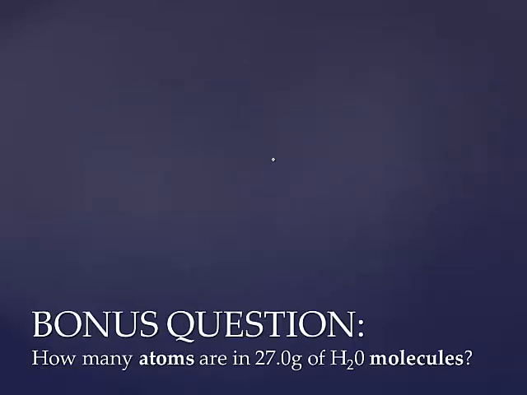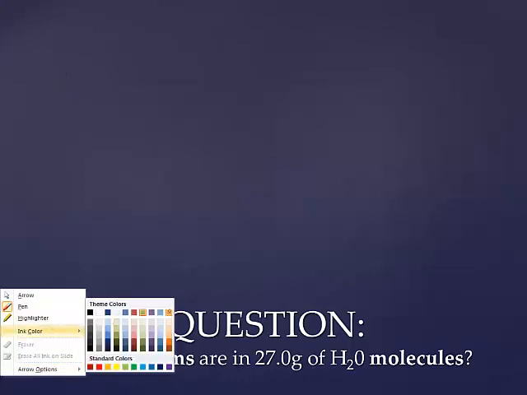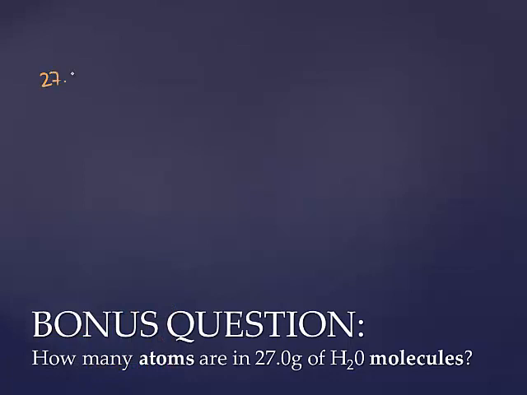Example number 4. How many atoms are in 27 grams of water molecules? So I start with 27 grams because that's the number that's given to me in the question. I'm going to draw an X and a line to change my units. The gram will go on the bottom and 1 mole goes on the top.